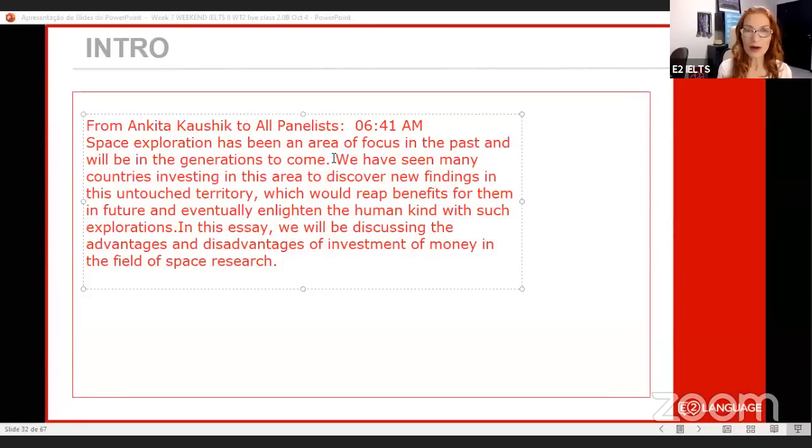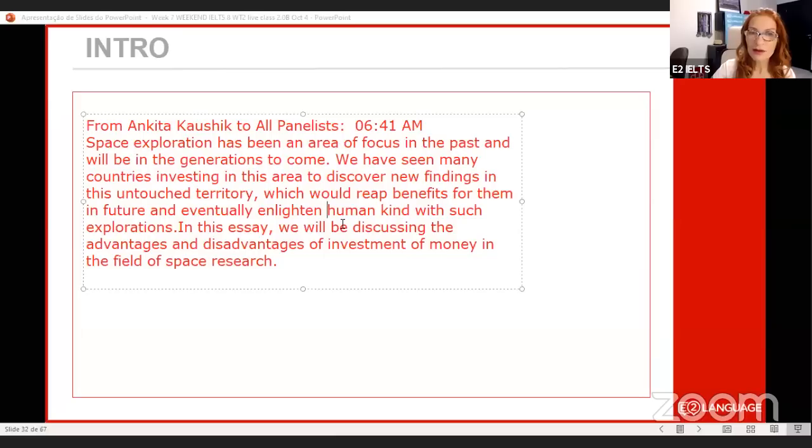I mean, whether I agree or not with investing funds, it's a true sentence to a certain extent, and there's no conflict in it. We have seen many countries investing in this area to discover new findings in this untouched territory, which would reap benefits for them in future and eventually enlighten the humankind. So here we should not have the humankind, enlighten humankind, okay, with such explorations.